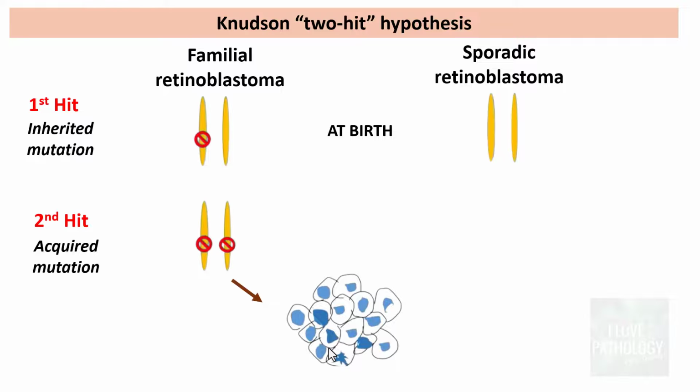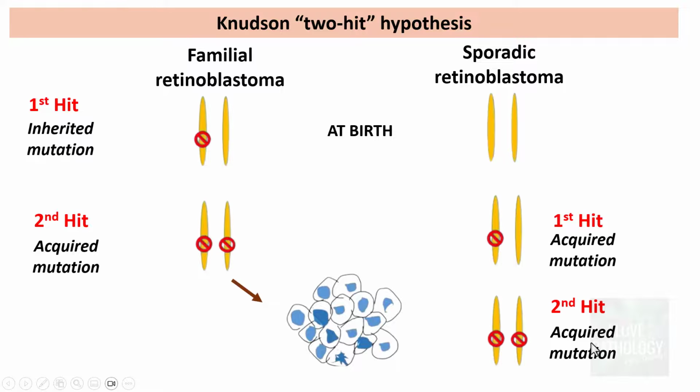Whereas in cases of sporadic retinoblastoma, you need to have both these hits as per Knudson's two-hit hypothesis, right? So there is a first hit, which is usually an acquired mutation again, and the second will also be an acquired mutation at some point of time, leading on to the tumor. The difference between familial and sporadic is that in familial, at birth itself, there is already an inherited mutation. I hope you have got this concept clear, right?